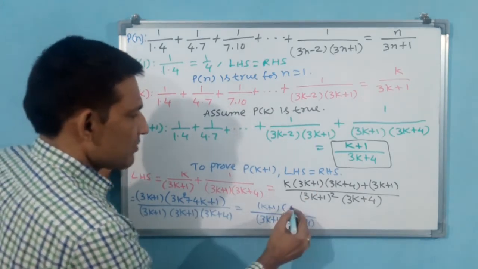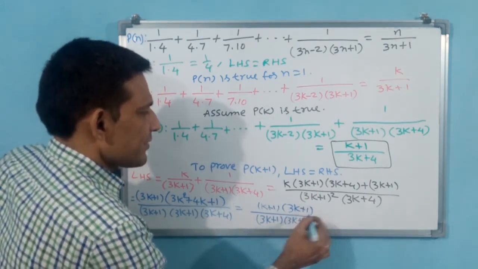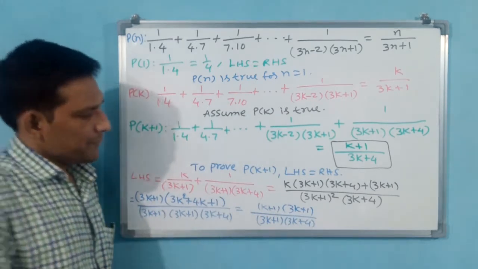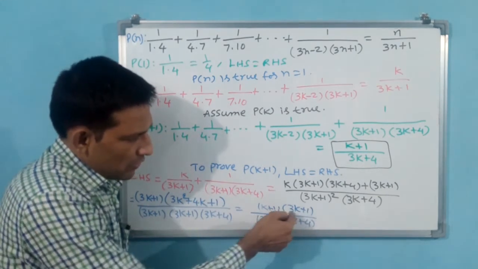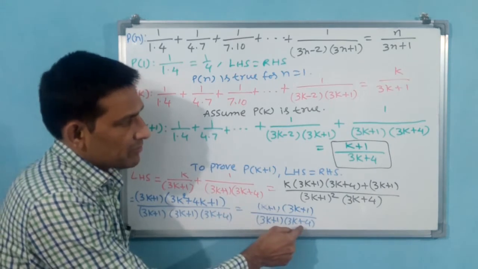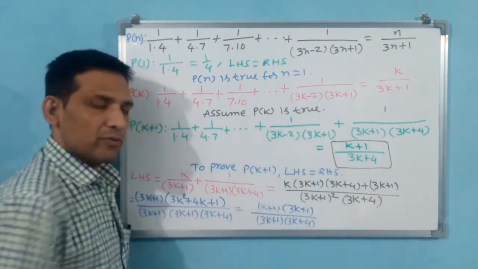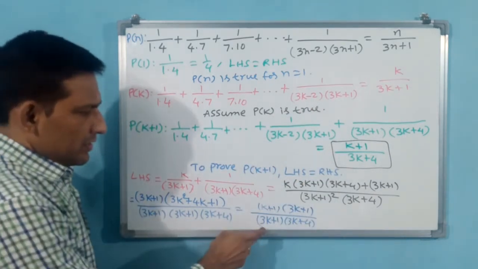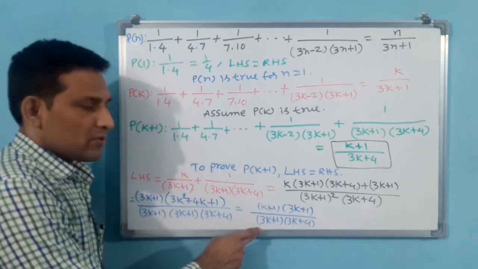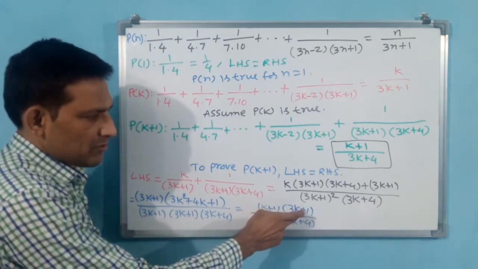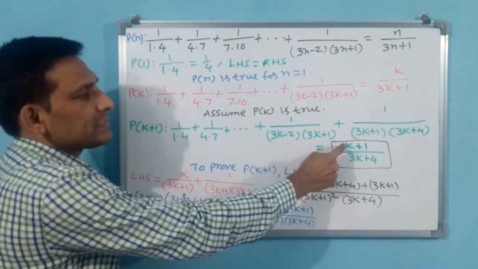Additional k, what is there? 3k plus 1. 3k plus 1 is there. Now, 3k plus 1, if it gets cancelled, k plus 1 by 3k plus 4 will come. 3k plus 1 by 3k plus 4. This you require. 3k plus 1 you have to cancel out. That means the numerator 3k plus 1 has to come, and the final result k plus 1 has to come.